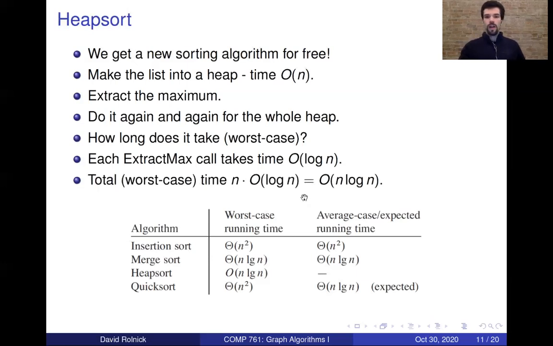Does the dash mean the average of Heapsort is not defined? Oh, it just means we didn't look at it. I think it's also n log n.